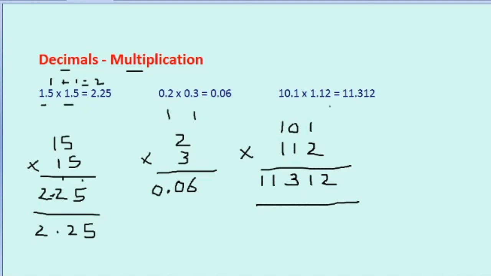You have to check how many decimal points you have omitted. 1 decimal point is left here, and here 2, in 0.12. So 1 plus 2 is equal to 3. Now 3 decimal points we have omitted while multiplying these numbers. So from the right, start counting 1, 2, 3. After 3 numbers, you put a decimal point here. So your answer will be 11.312. Understood the concept of multiplication? Then I will give you homework. Let me see how many of you can do this correctly.